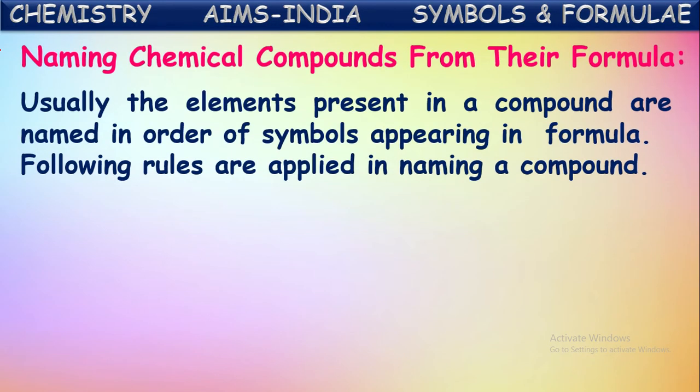Usually, the elements present in a compound are named in order of their symbols appearing in the formula. Based upon how the symbols appear in the chemical formulae, the names of the compounds are given. In giving the names for these compounds based upon their formulae, we follow certain rules. Let us see those one by one. What are the rules to be followed to understand the naming of chemical compounds?